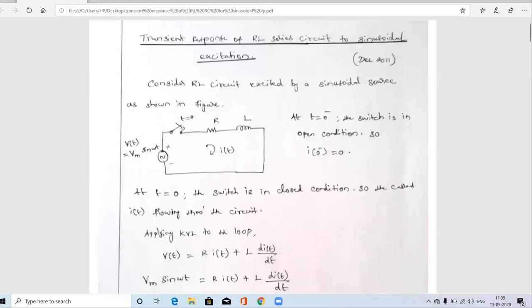Input applied is called the excitation. Now we are going to see the transient response of an RL circuit to sinusoidal excitation. When we apply a sine input, how will this circuit respond? That is what we are going to discuss. The procedure is the same.